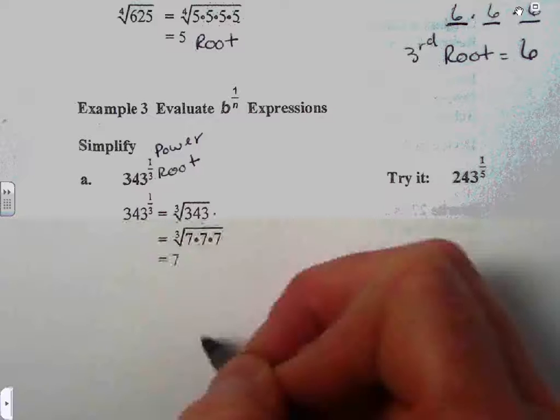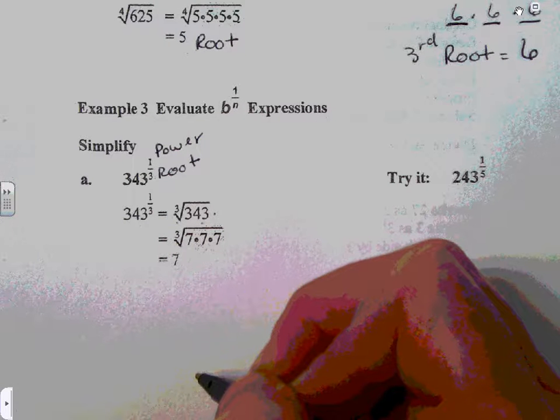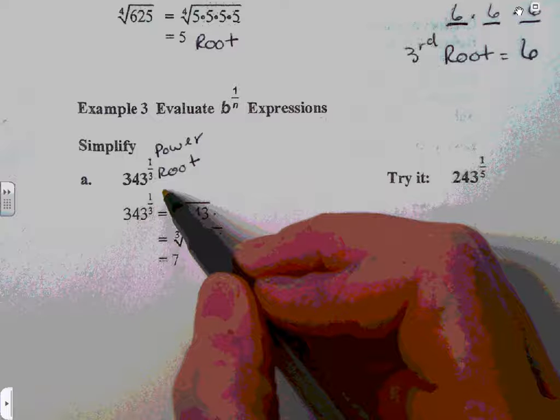Well, what is 7 to the 1st power? A 7, so it doesn't change. So when you have your 1 as the numerator, you don't have to worry about anything.